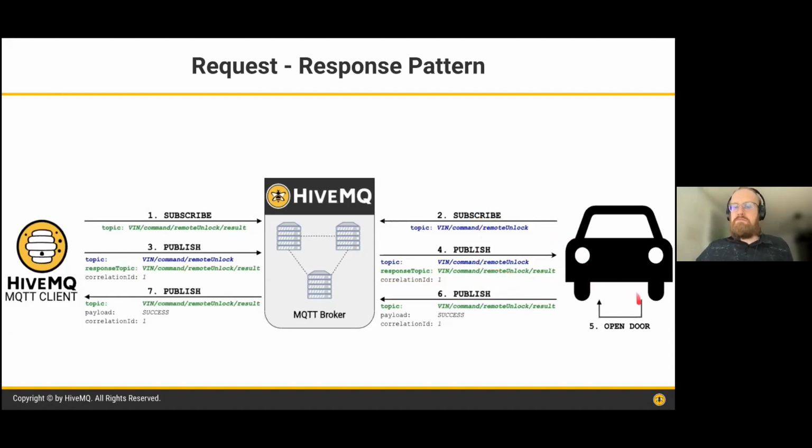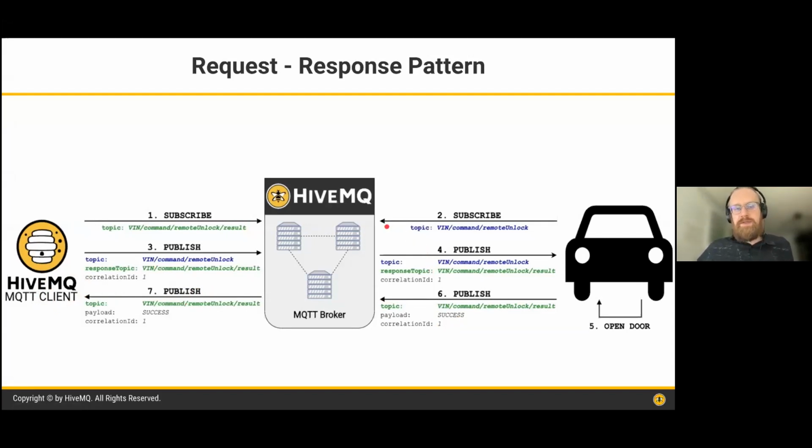Now the car executes the command. In this case, we had a successful unlock. This will be in the payload, and the correlation ID is set. We send it back on the response topic, and now the client knows, okay, this remote unlock was successful.